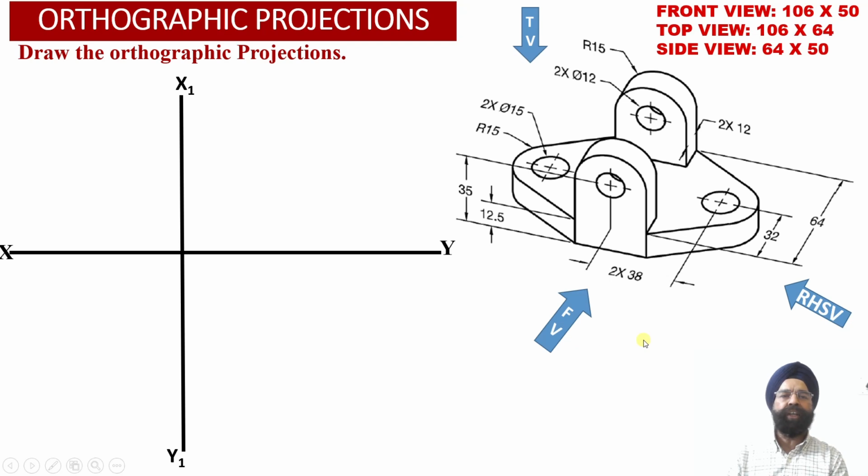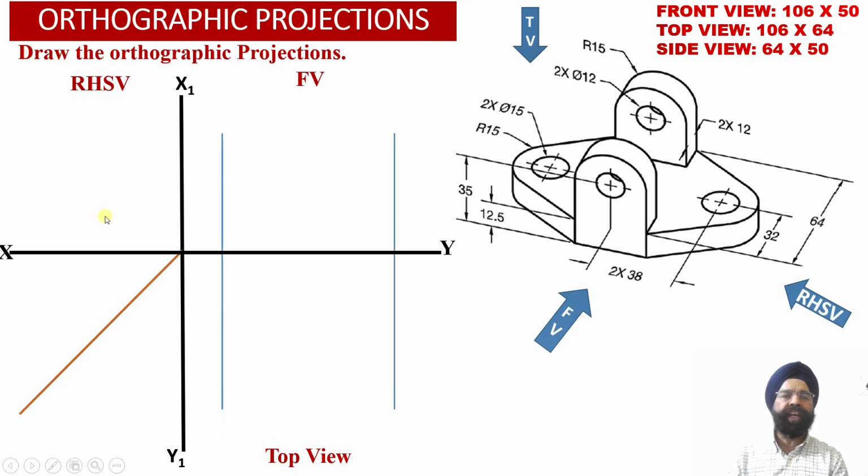And we know that in first angle projections, the front view orthographic projection will be obtained above the XY reference line. The top view orthographic projection will be obtained below the XY reference line. And the right hand side view projection corresponding to the solid will be obtained on the left hand side of the front view projection. So now we know that the front view face corresponding to the solid is going to have dimensions equal to 106 millimeter width and 50 millimeter height.